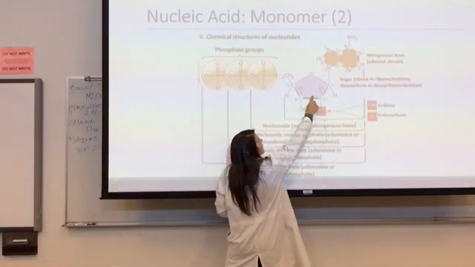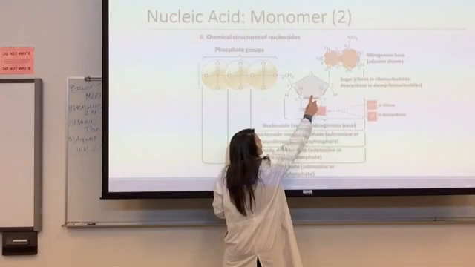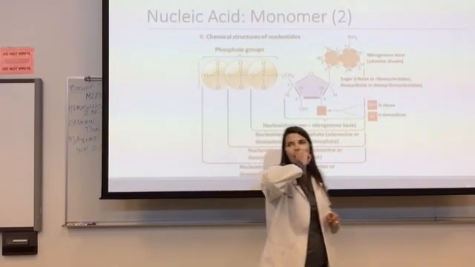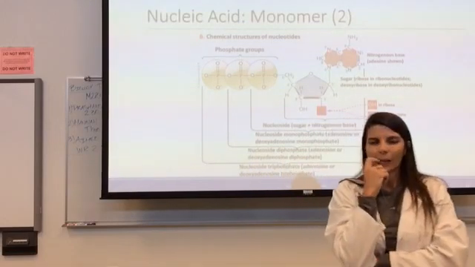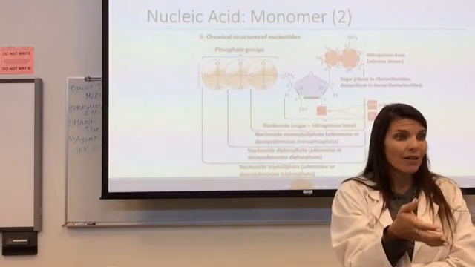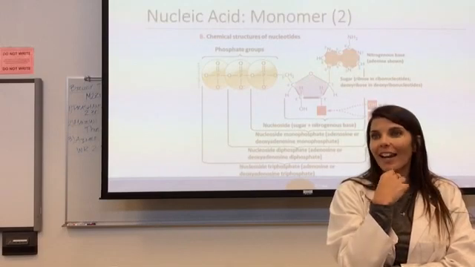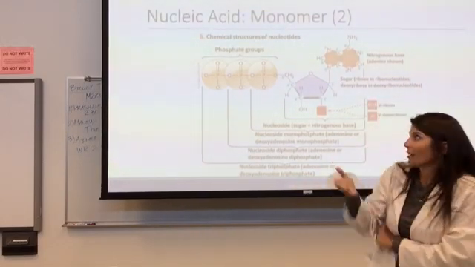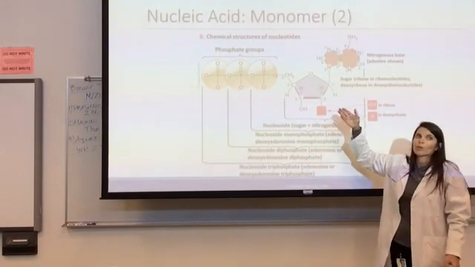But I have this right here. What biomolecule is this? How do you know that's a carbohydrate? It's a pentagon. Okay, and it's got C, H, and O. This is a carbohydrate. It's a sugar. It's clearly called deoxyribose sugar.